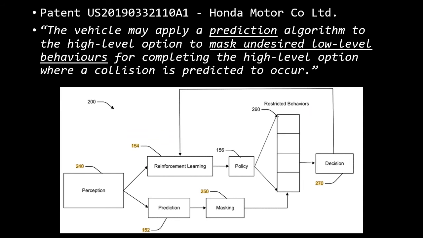Again, you see that the vehicle might apply a prediction algorithm to the high-level option to mask undesired low-level behaviors for completing the high-level option where a collision is predicted to occur. Again, prediction over there with masking, and then you have all the options from the policy, and they are restricted based on this masking mechanism.